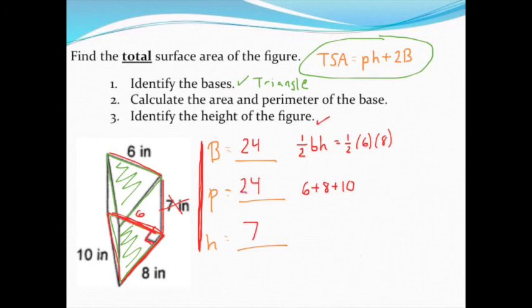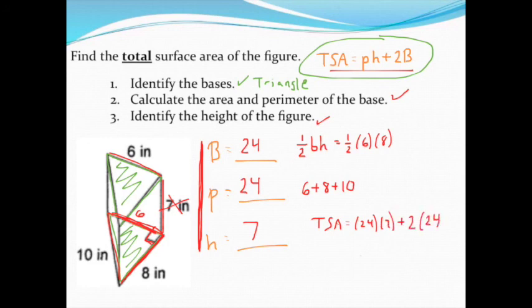Total coincidence though, okay? Once you have those 3 values found, you are now able to find the total surface area using the formula we came up with in class, Ph plus 2B. So let's plug the values into that formula and find our total surface area. So TSA, for total surface area, is equal to the perimeter times the height of the prism, so 24 times 7, and then plus 2 times the area of the base.